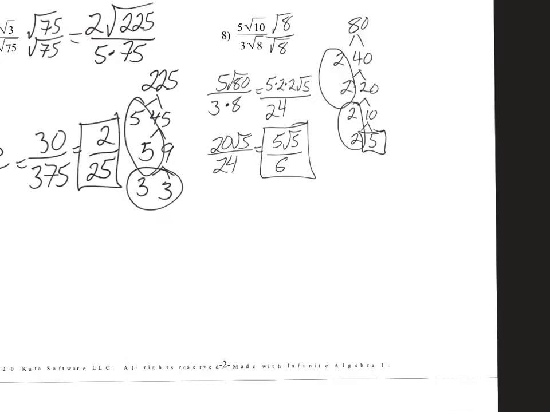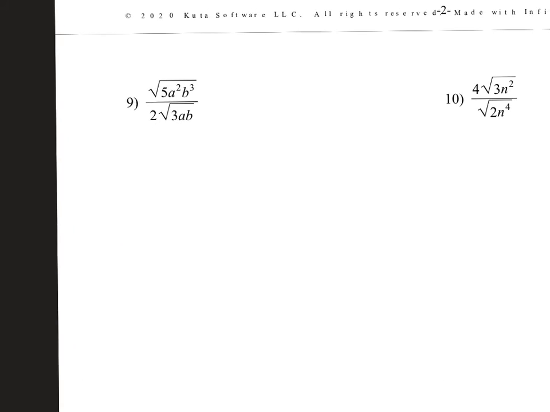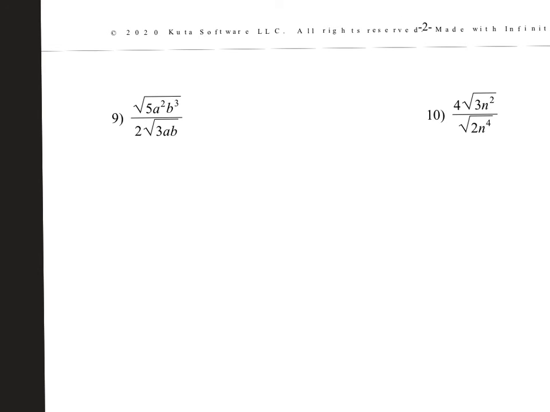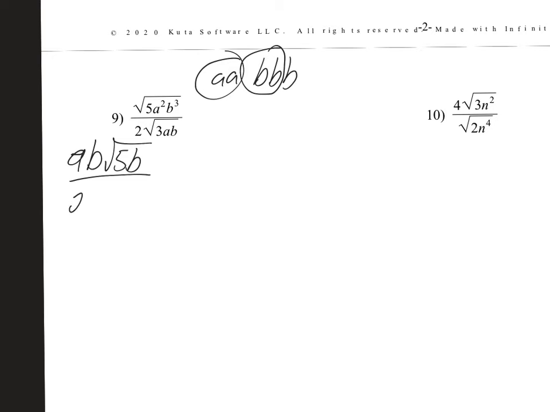Okay, so next problem, number 9. Again, we are simplifying this. So 5, I can't simplify 5 any. The A, I have 2 A's, and so A, B, B, B. So I have a pair of A's and a pair of B's. So on the top I'm going to have A, B, radical 5B over 2 radical 3AB.